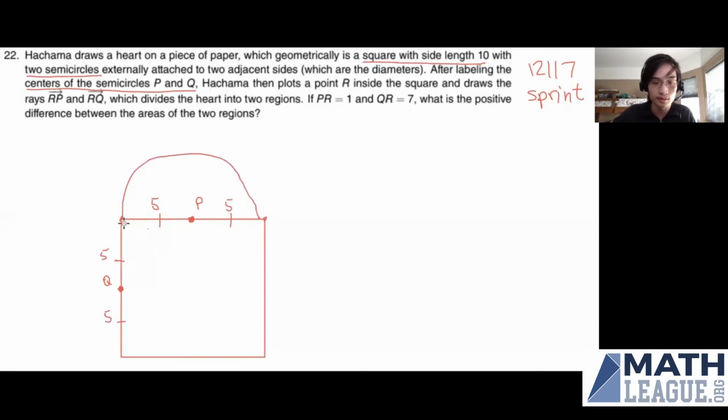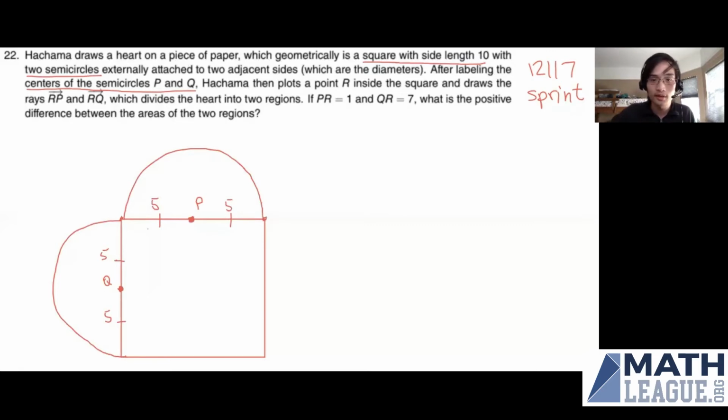Okay, now we can draw the semicircles outside. So here's our semicircle like this. Let me draw it again. Here's one semicircle, here's the other semicircle, and you can see why this is called a heart, because if you rotate it 45 degrees, it looks like a heart.